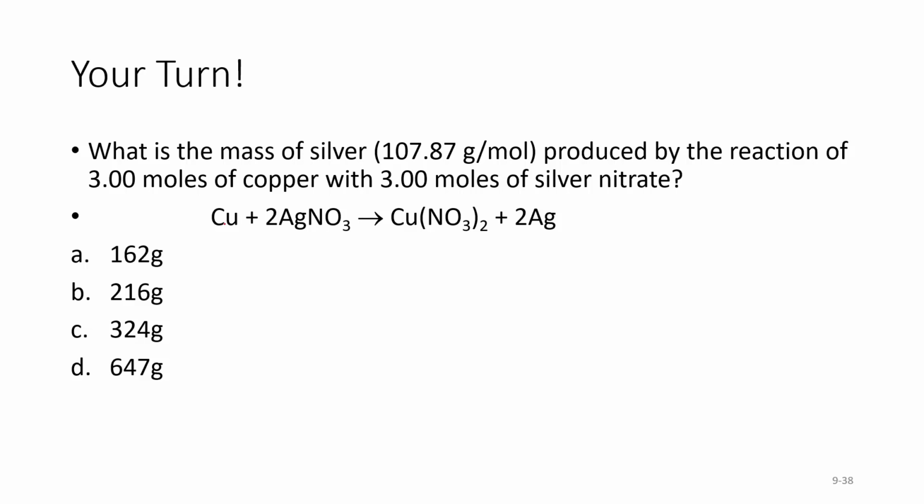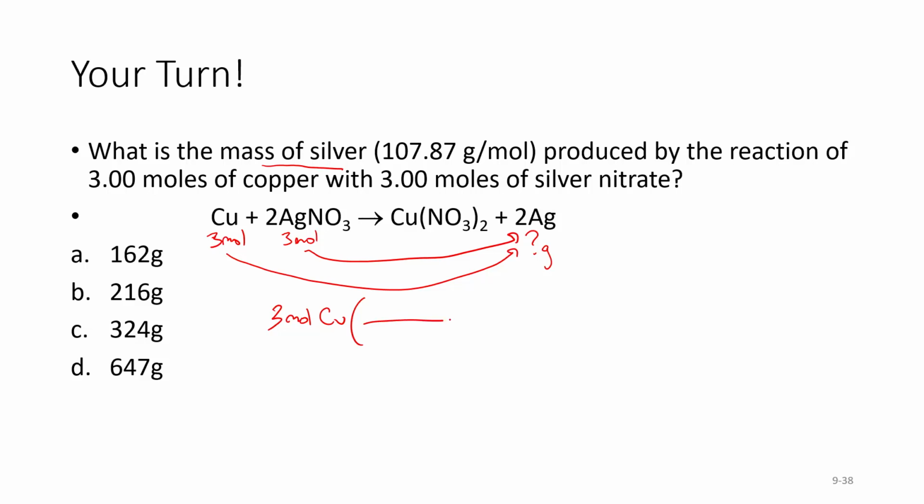Okay, so we have 3 moles of copper with 3 moles of silver nitrate, and it's asking for the mass of silver. So we're going to convert both of these to silver. So we're going to start with 3 moles of copper. Moles of copper, we can go directly to moles of silver. And then they want the mass of silver. So moles of silver, to grams of silver.